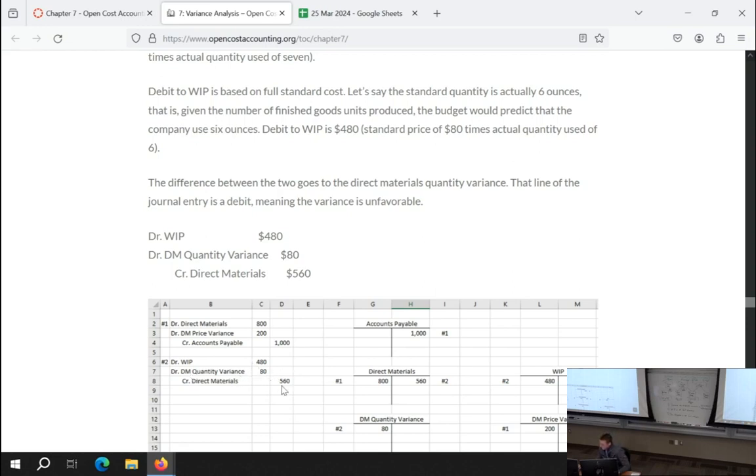And we credit direct materials at the same. We credit it at the quasi budget. We credit it at actual quantity used, which was 7 ounces, times the standard price, which was $80 per ounce, which gives us $560. We credit direct materials again at the quasi budget, the half standard.